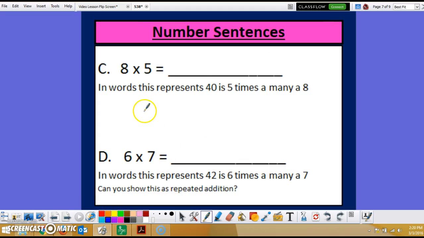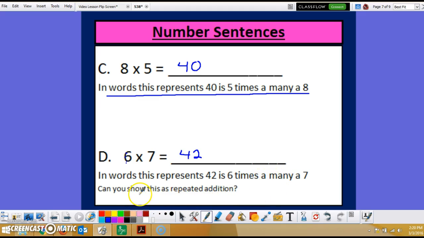Number sentences can also be represented in words. For example, in words, this represents 40 is 5 times as many as 8. We saw a lot of this during our multiplication unit because when I multiply 8 times 5, I'm going to get 40. But we saw number sentences that were written out in words like this, and we had to determine what that would look like as a number sentence. 6 times 7: 7, 14, 21, 28, 35, 42. We know that the answer is 42. And our number sentence would look like this, 7 times 6, or 6 times 7 equals 42. But in words, this represents that 42 is 6 times as many as 7.